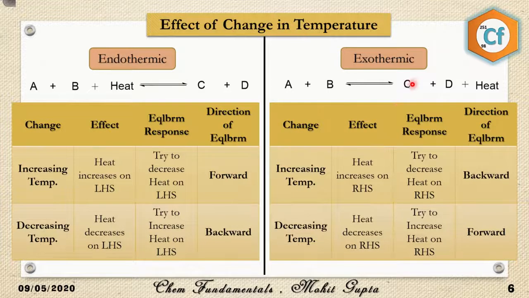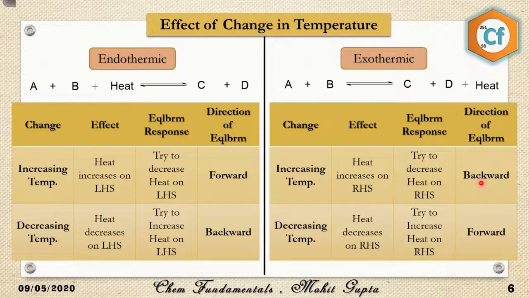So in case of an exothermic reaction, if I'm increasing the temperature, the amount of heat is increasing on the product side, and the response of equilibrium would be that it wants to decrease the amount of heat on the product side, and in order to do so the product will absorb this energy and will get converted into the reactants back. So the equilibrium response would be to try to decrease the heat on the right hand side, and the direction of equilibrium would be backward.